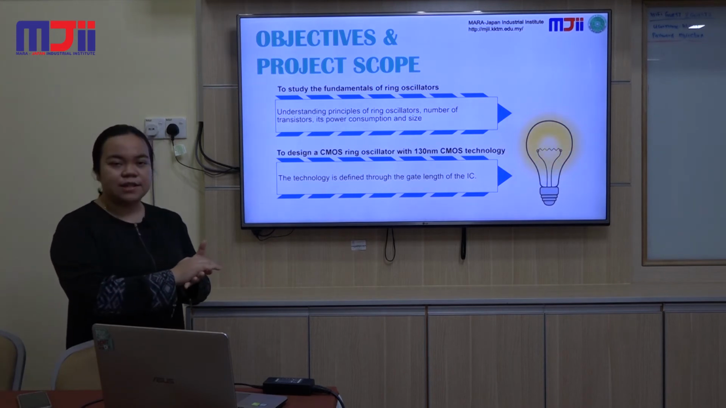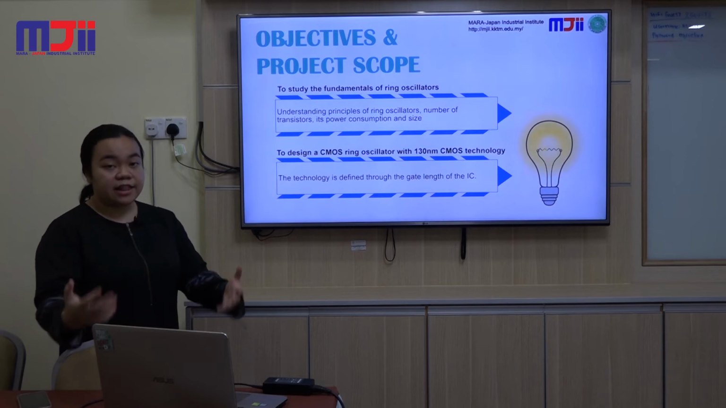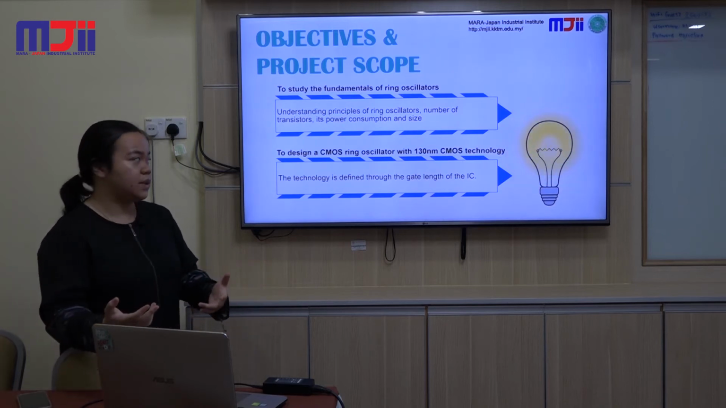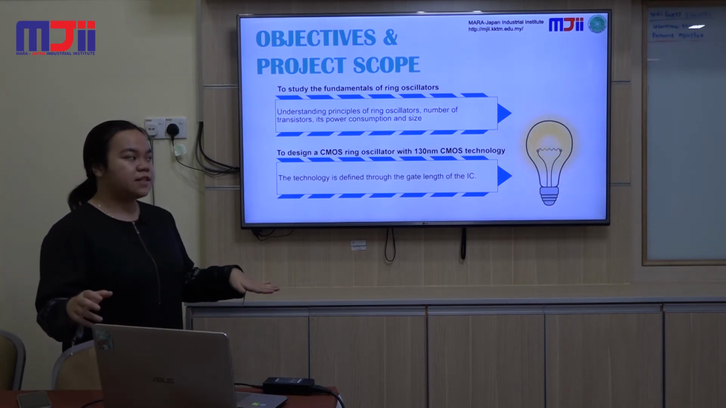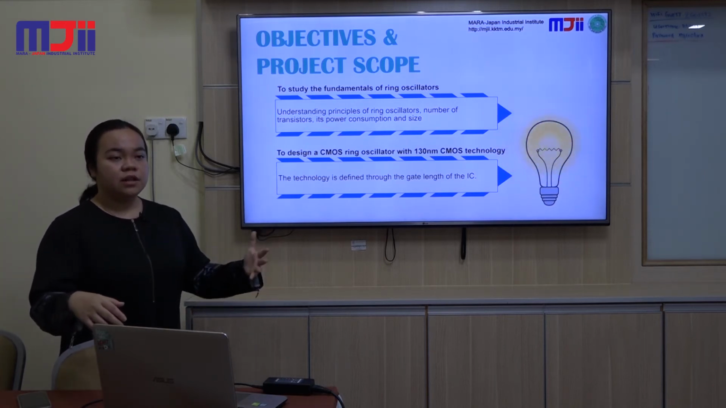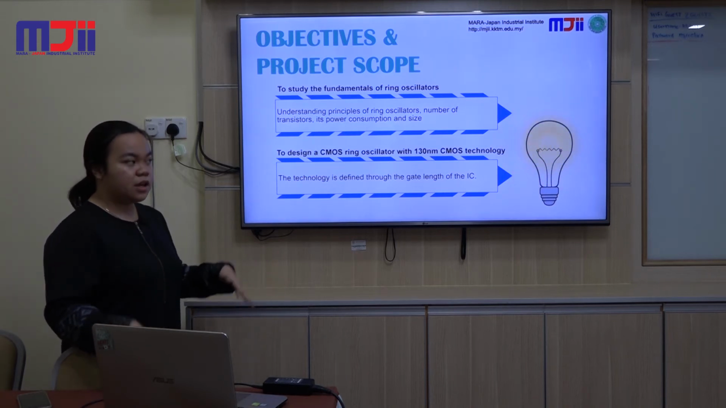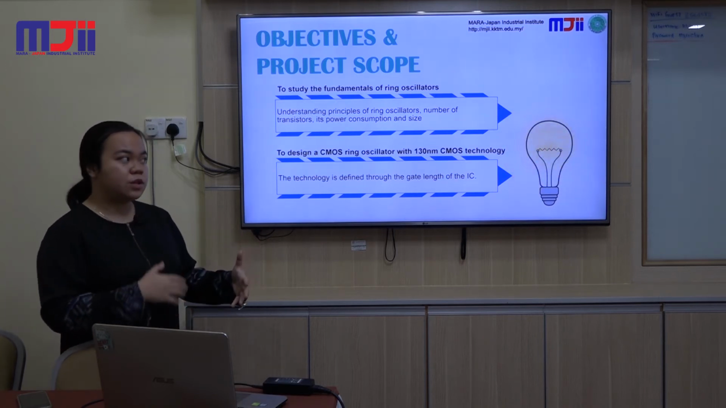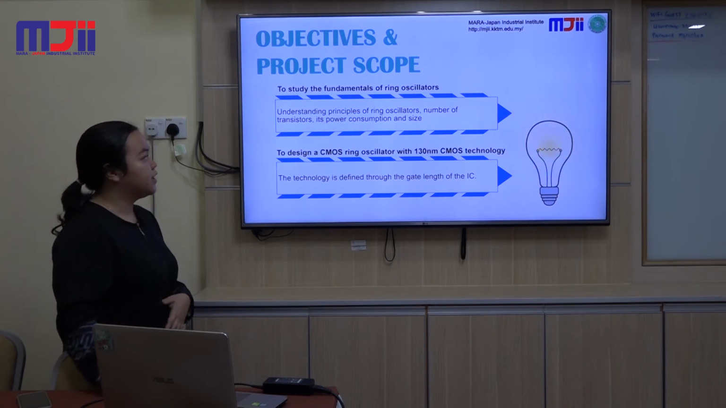Well, what is a CMOS technology? A CMOS technology is essentially the gate length of an IC. So you can have 65 nanometer CMOS technology, you can have 90. It varies, depending on the advancement of the technology in the industry. In MJII, we're using Mentor Graphics, which only has the minimum of 130 nanometer CMOS technology.